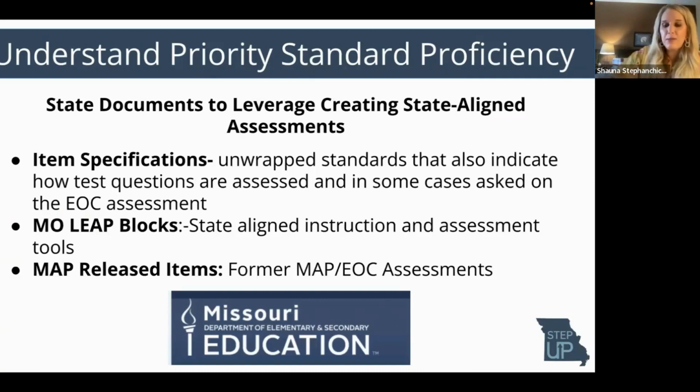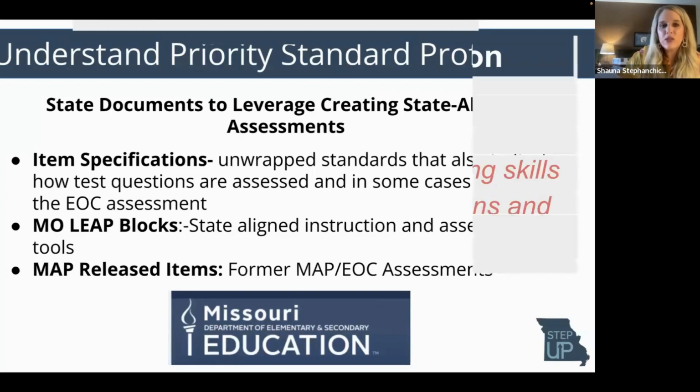And the problem has been, so here are the documents that DESE and that we would recommend that you're looking at. Item specifications. They have the priority standards in them, and they've tried to say, here's sample stems and what they should look like. If you're not familiar with the MOLEAT blocks for social studies and science, I would highly encourage you to use those. Those are great exemplars of what instruction should look like. And then they're old, but still relevant. Those MAP released items really give you clarity on the types of questions and how they ask that content.